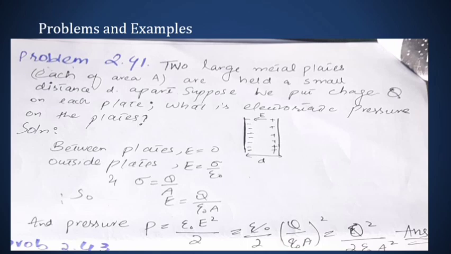We know the pressure is equal to epsilon naught E square over 2. Here we put the value of electric field, which is given by Q over epsilon naught times A. After putting the value of electric field, we get pressure equal to Q square over 2 epsilon naught A square.